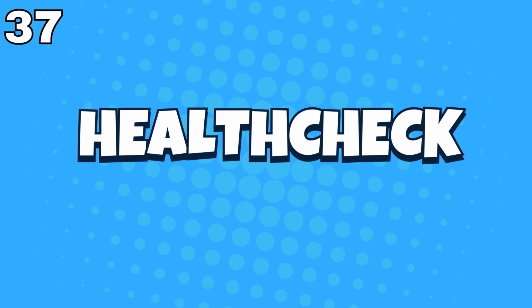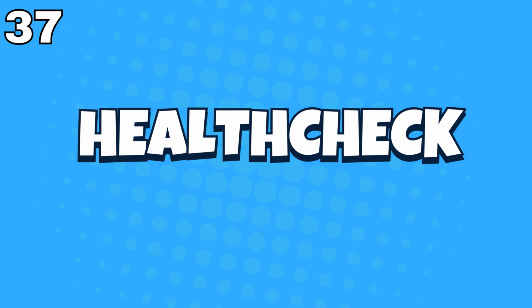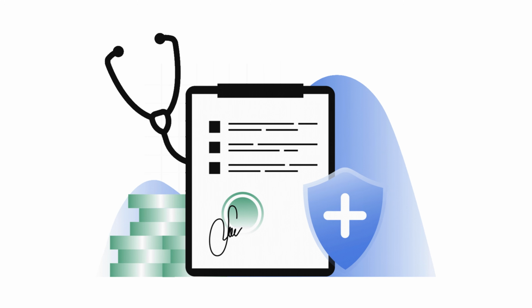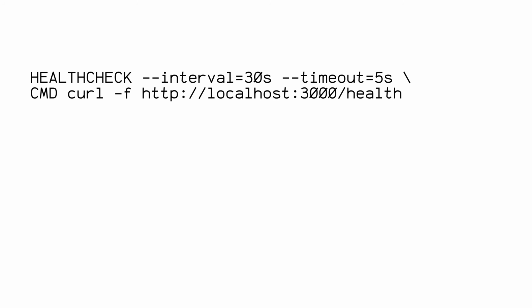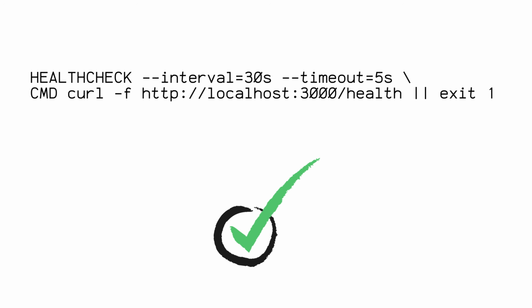Containers aren't magic. They can fail even if the process is still running. That's why Docker gives us HEALTHCHECK. With HEALTHCHECK, you tell Docker how to verify that your container is healthy. For example, you can ping an HTTP endpoint like /health every 30 seconds. If the check fails too many times, Docker marks the container as unhealthy. Why is this important? Because orchestration tools like Docker Swarm or Kubernetes use this health status to restart failing containers or reroute traffic. So, always add a health check in your production images. It's like giving Docker a stethoscope for your app.